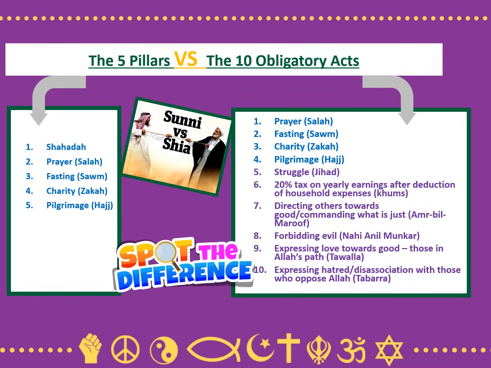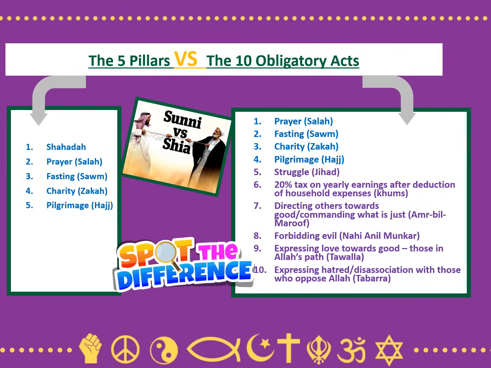So the 5 pillars were Shahadah, prayer, fasting, charity, pilgrimage. Or Zakah, Sawm, Salah, Hajj, Shahadah. For Shia Islam, they have 10 obligatory acts, which is prayer, fasting, charity, pilgrimage, so they miss out Shahadah, and then they add Jihad as one of theirs for the 5th. So we can also just imagine that's replacing Shahadah.